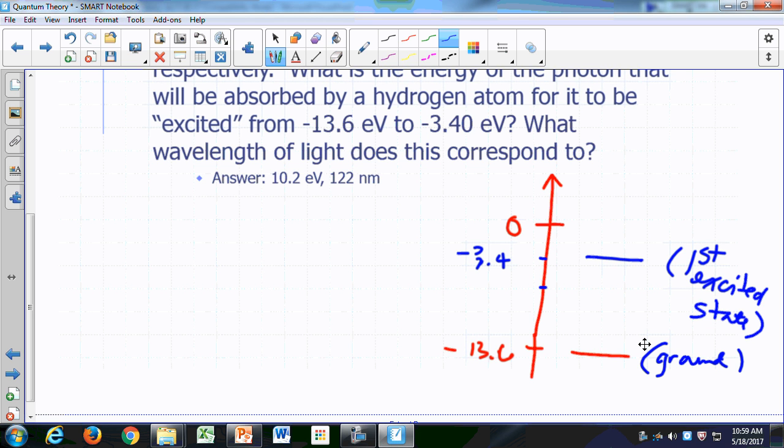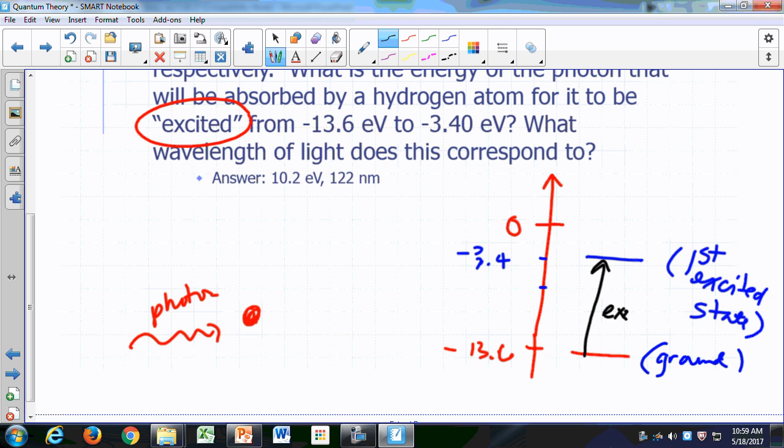When an atom of hydrogen absorbs a photon, so you have an atom right here, a photon comes in, and the atom absorbs it, we say the atom is excited. That means the atom gains energy. The energy of the photon becomes part of the energy of the atom. So you have an excitation over here from the ground state to the first excited state. This process whereby a photon is absorbed by an atom is called excitation.